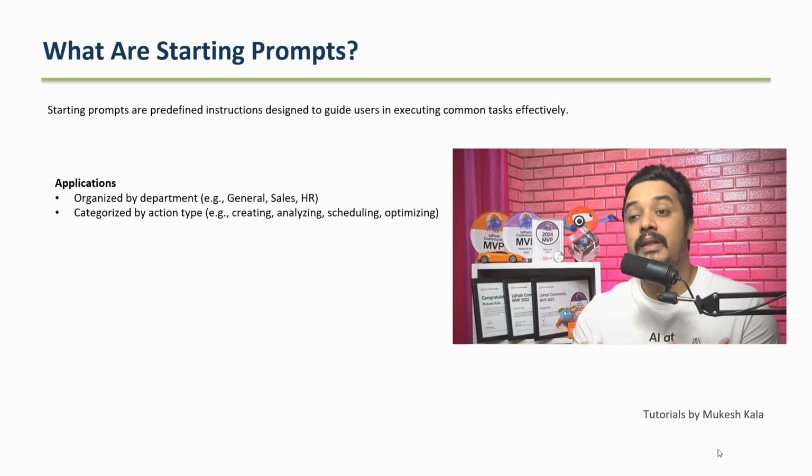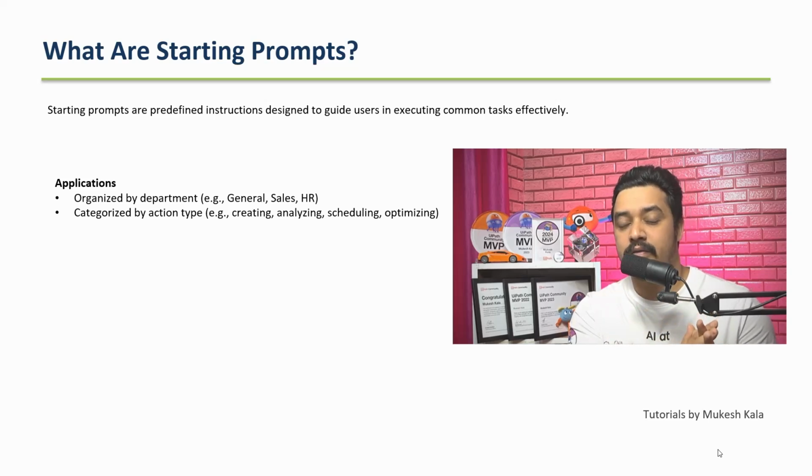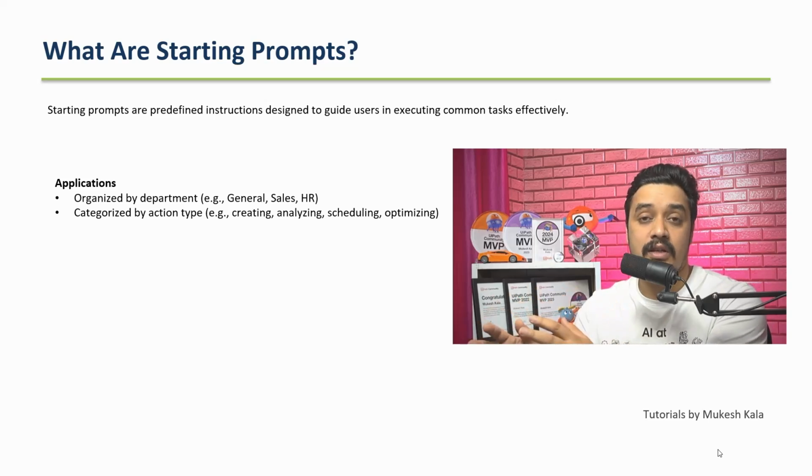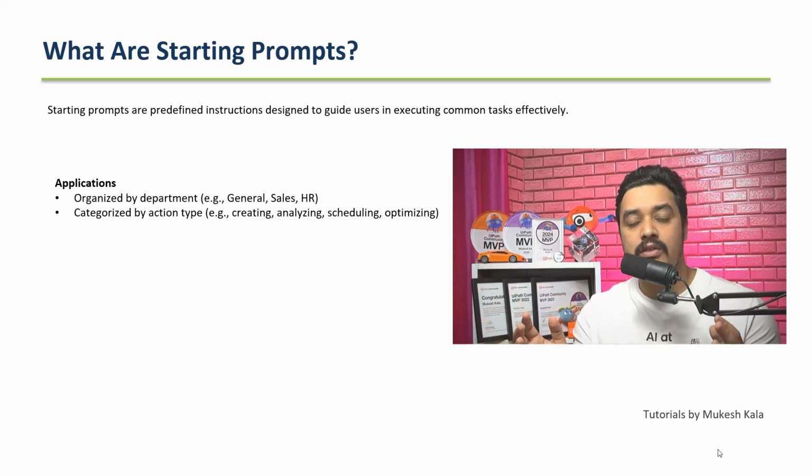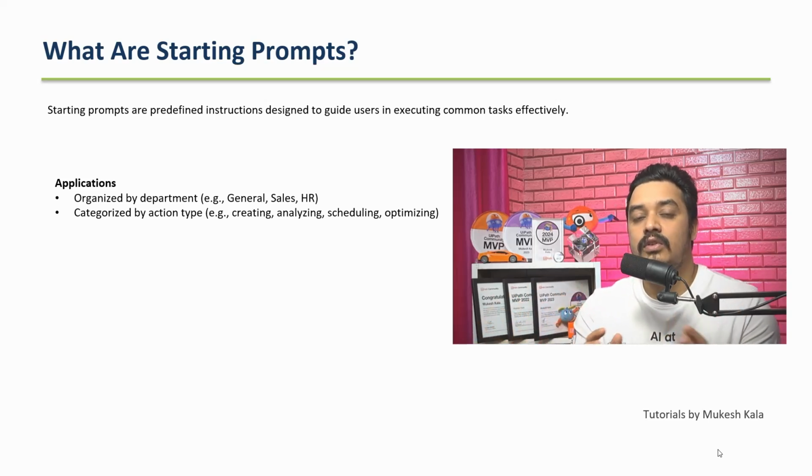What would be the applications where I can utilize these Autopilot starting prompts? You can think of a company which has different departments like HR, IT, finance, manufacturing, and then you would have a set of business users who are doing it for their day-to-day purpose, like replying to an email and all that, doing all the general stuff.